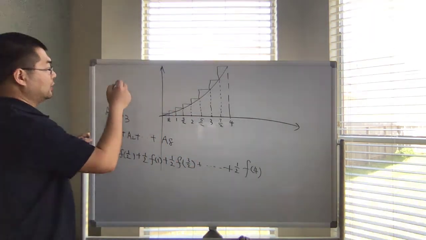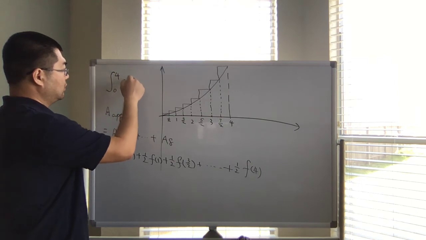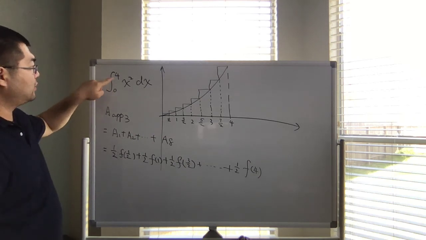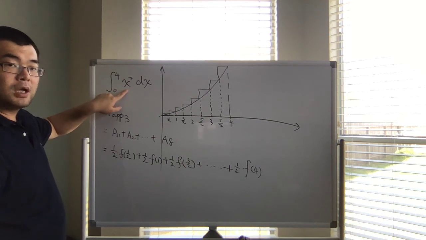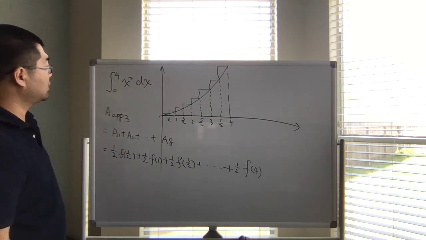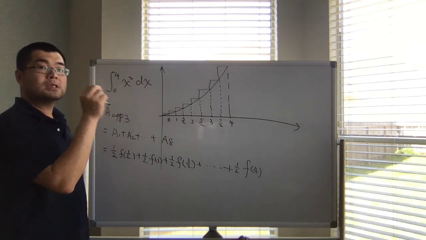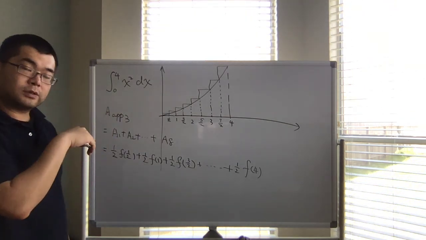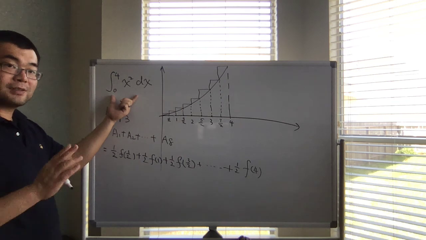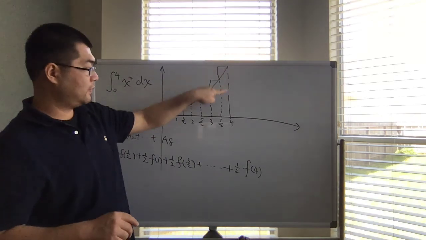Remember, we talked about the indefinite integral, right? This is what we call the definite integral. It has a lower limit, an upper limit, the function of the integration, and the variable of the integration. So this is called the integration of x squared from 0 to 4 with respect to x. And this definite integral, different from the indefinite integral, gives you a number instead of a function. And that number is going to be the area under the curve.